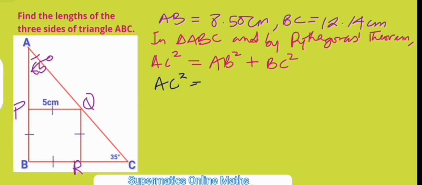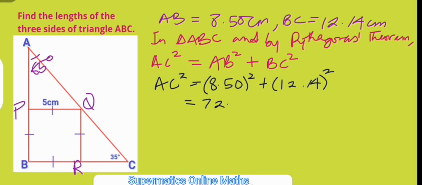such that AC squared is 8.50 squared plus 12.14 squared. That is 72.25 plus 147.3796, which when added together gives 219.6296.